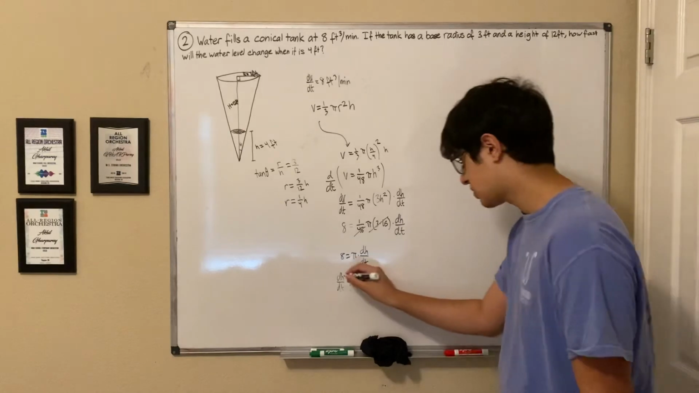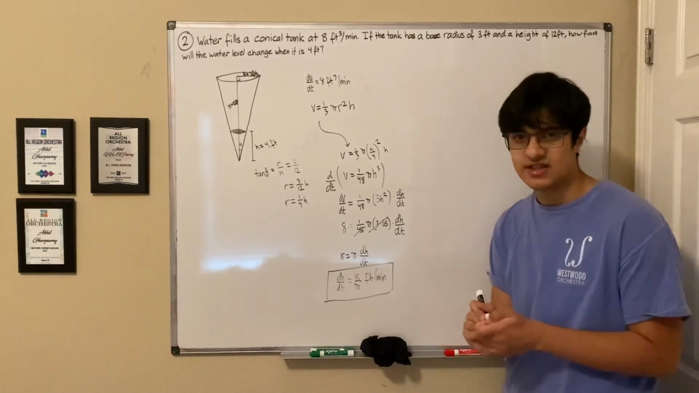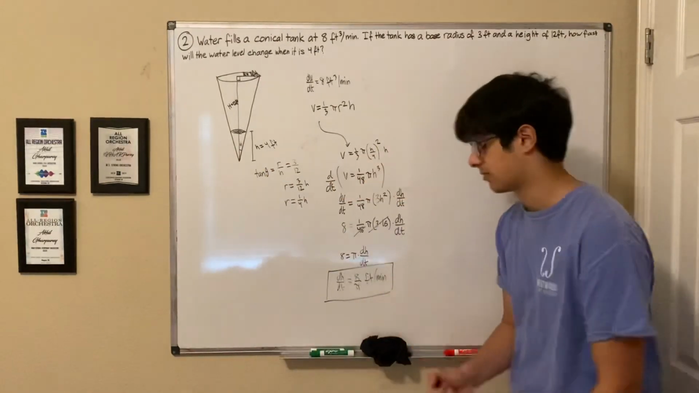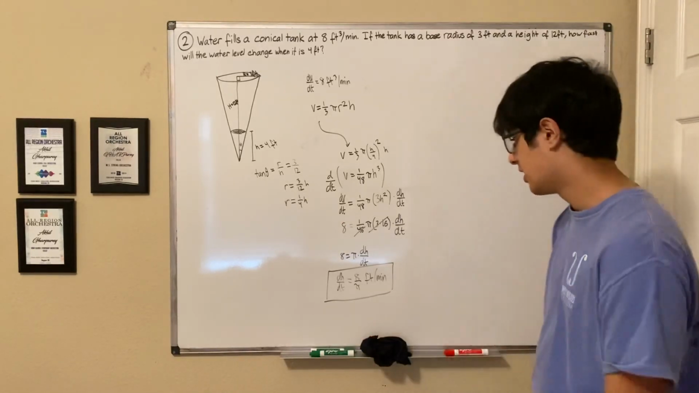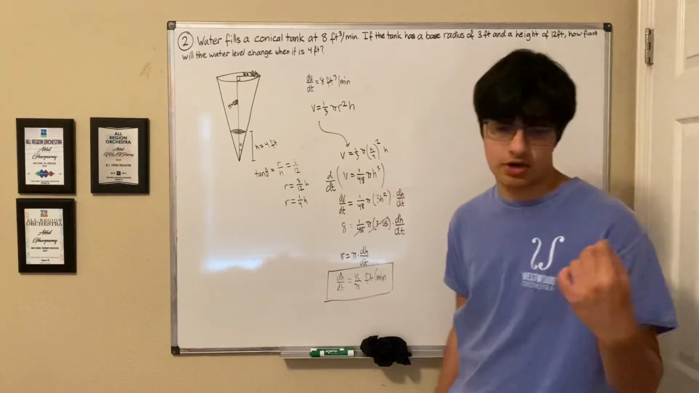Now, this right here is our exact answer. In terms of decimal answers, this would be approximately 2.5 or 2.6, somewhere around there. But yeah, this right here is our answer, and that concludes the conical tank question.